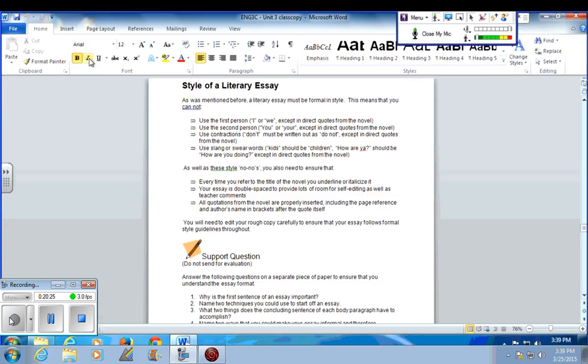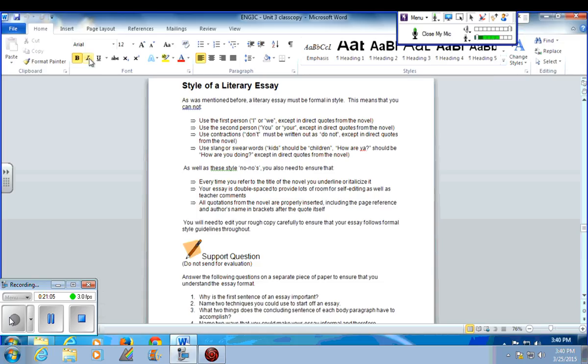You also need all quotes to be properly inserted, which we looked at already in the last lesson, including page references and the author's name in brackets after the quote itself. You also will need a works cited, which we'll talk about tomorrow. That goes at the very end of your essay after your conclusion on a separate sheet of paper. We looked at that when we looked at the quote insertion as well. You will need to carefully edit your rough copy to ensure that your essay follows formal style guidelines all throughout it.